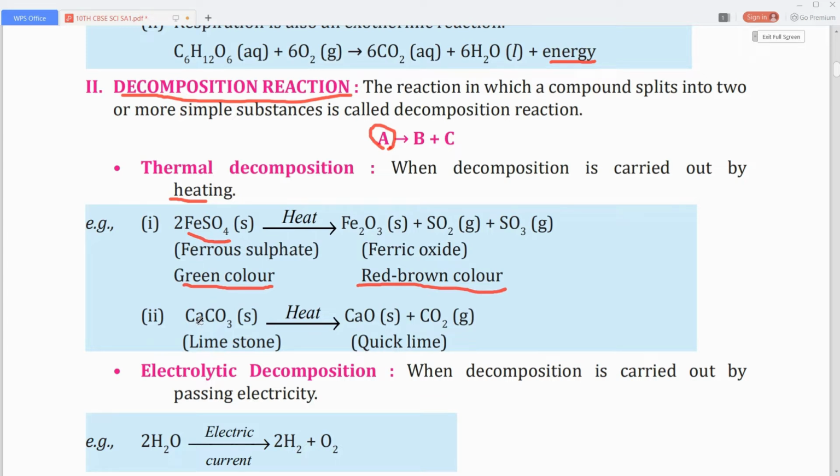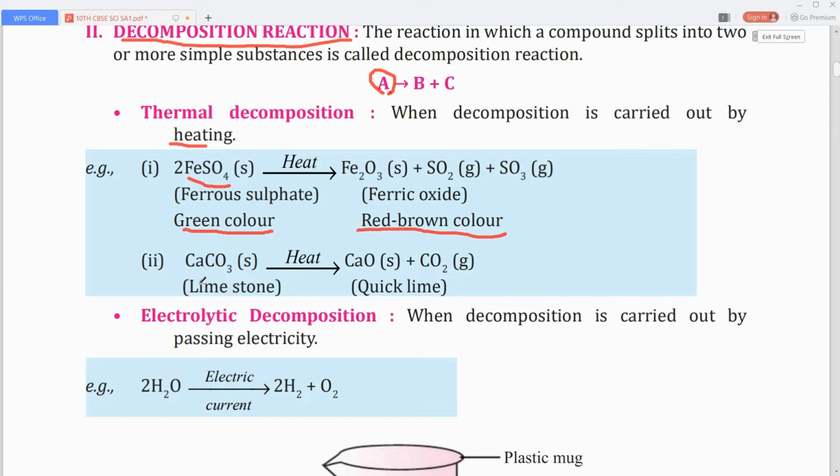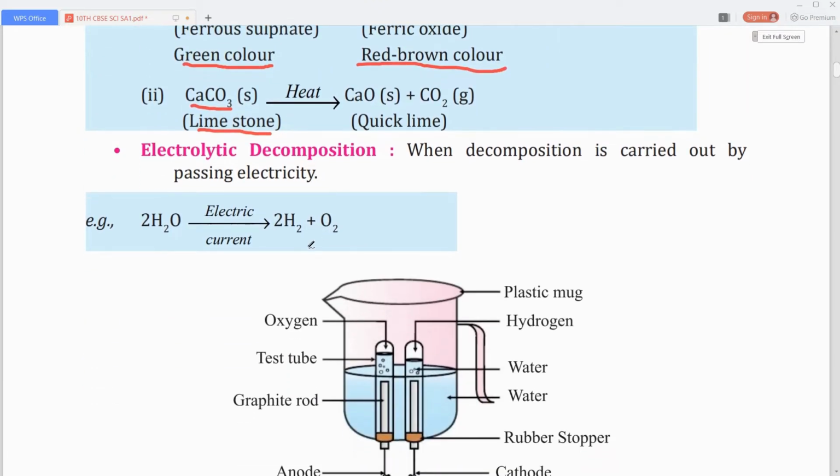Another example is calcium carbonate, or we can say limestone. CaCO3 is also called limestone, or calcium carbonate. If we heat it, it converts into quicklime plus carbon dioxide. So thermal decomposition has two examples. Now electrolytic decomposition. When decomposition is carried out by electricity, we call it electrolytic decomposition.